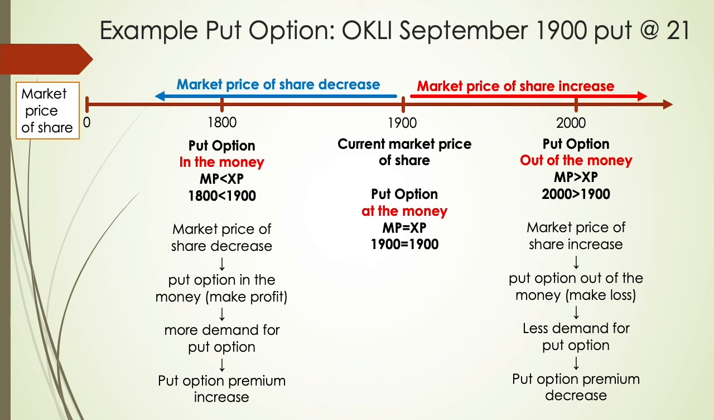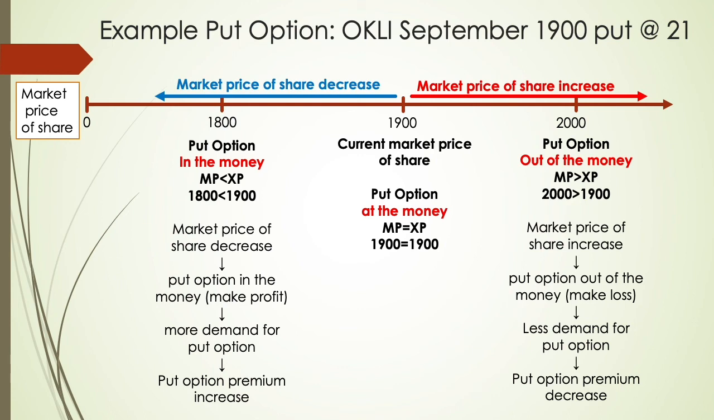What happened to the put option if the market price of share increase? When the market price of share increase, let's say in this example, increase to 2,000, the put option become out of the money. So out of the money option means the option make loss. When put option make loss, investor would not buy this put option. As a result, less demand for the put option, and it will cause the put option premium decrease.